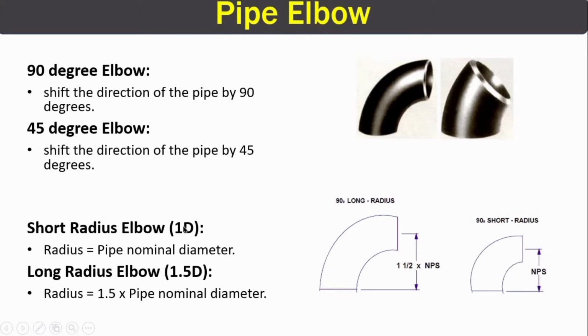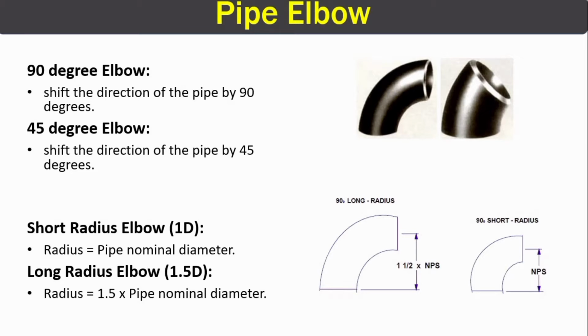Here you can see it's written NPS. It means that the radius of the elbow is equal to its diameter. That's why it's written here 1 multiplied by D. Here D means the diameter. Short radius elbows cause a lot of pressure drop because of their radius. They cause a lot of restriction in the flow of liquid. That's why short radius elbows are mostly used in very low pressure pipelines.